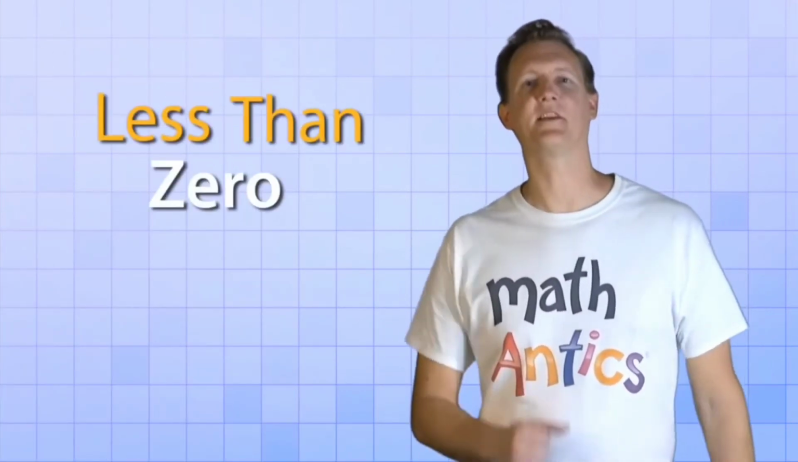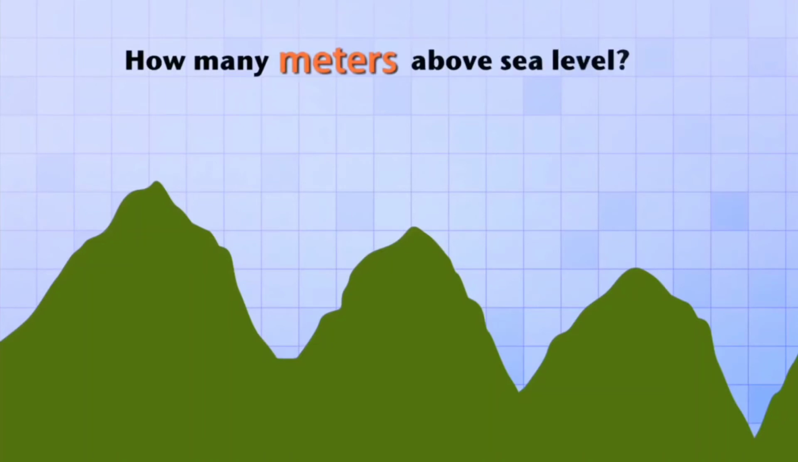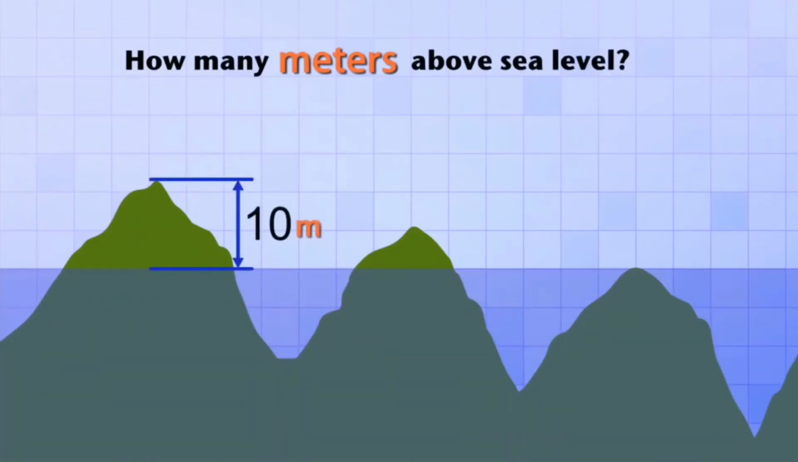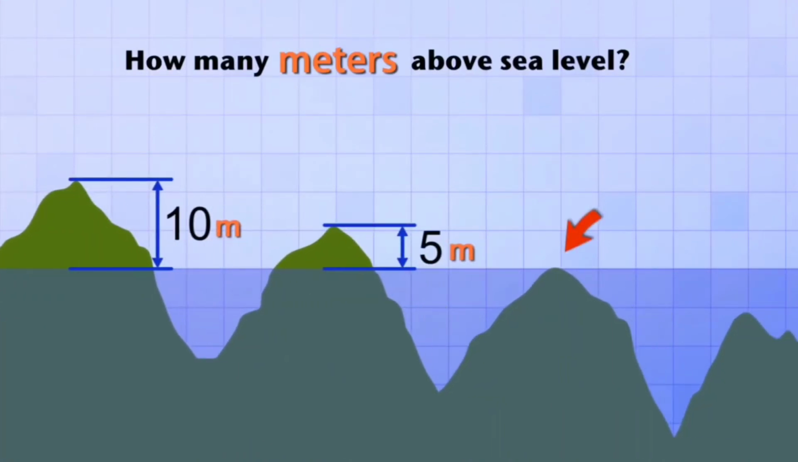But here's an example that will help you understand. Let's say we want to use integers to measure how many meters above sea level small islands are. This island is 10 meters above sea level. This island is only 5 meters above sea level. And this island here happens to be exactly the same height as sea level. So we can use the integer 0 to show how its height compares to sea level.